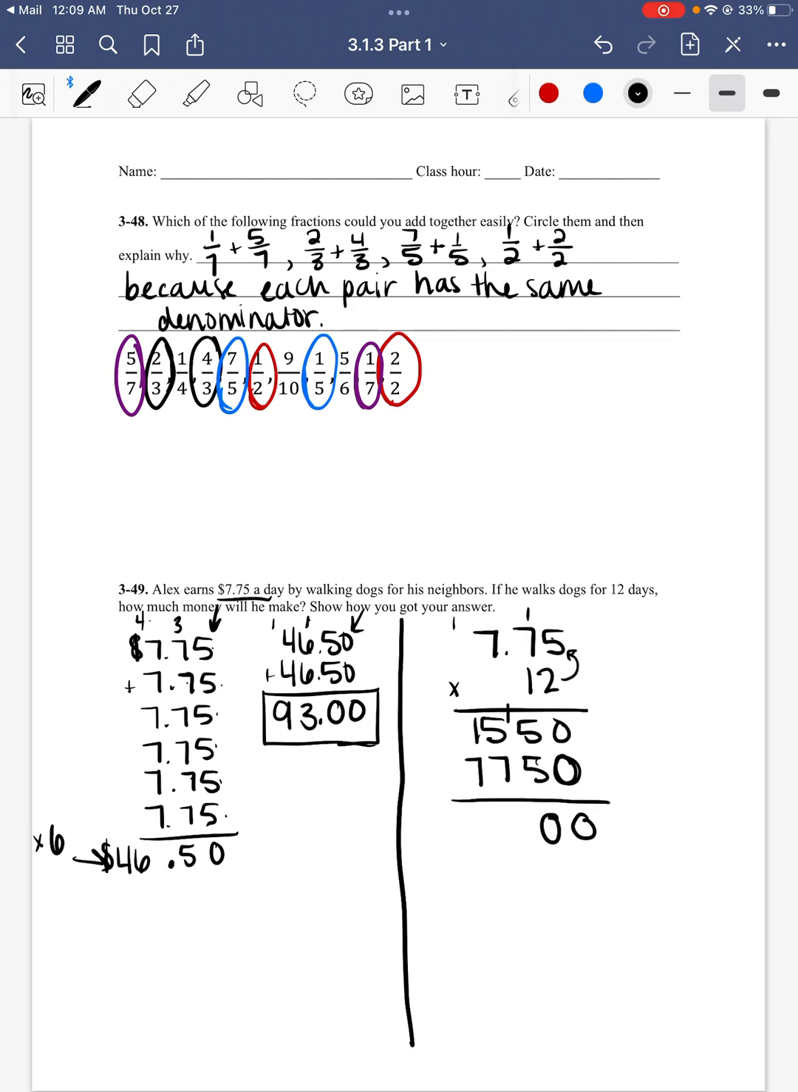0 plus 0 is 0. 5 plus 5 is 10. 7 plus 5 plus 1 is 13. 7 plus 2 is 9. I have 2 numbers behind my decimal. So I go 2 numbers over, it's $93.